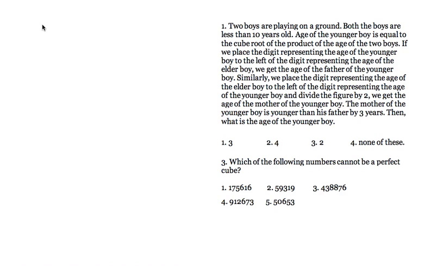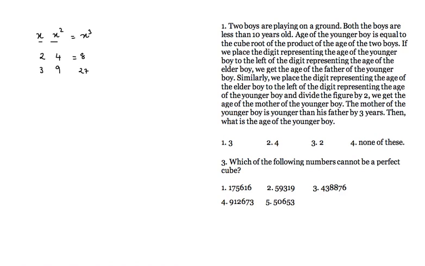Age of the younger boy is equal to the cube root of the product of the age of the two boys. That means if the age of the younger boy is x, the product of the two boys has to be x cube, which means the brother is x square. And they both are single digit numbers, so we just have two possibilities. Younger son is 2 years old, elder one is 4, so then you get 8, and 2 is the cube root of 8. Or the second possibility, younger son is 3, elder son is 9, and you have 27. Again, 3 is the cube root of 27. So we have these two possibilities only.